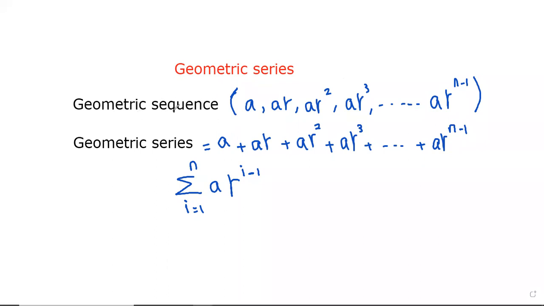The geometric sequence is the sequence, which is a, the first term; the second term is ar, the third term is ar to the power of 2, and the next term is ar to the power of 3, and the last term l is ar to the power of n minus 1. And the geometric series is the sum of all these terms. So the summation of a multiplied by r to the power of i minus 1, with i from 1 to n.